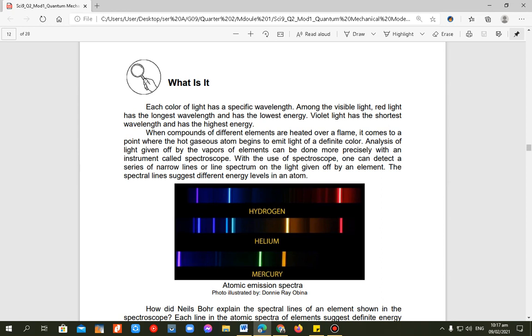So in here also, when compounds of different elements are heated over a flame, so when we combine any kind of compounds of different elements, they react to each other, and it comes to a point where the hot gaseous atoms begin to emit light of a definite color. So, doon na yun papasok yung mga reaction. If we combine two different elements and we heat them over a flame.